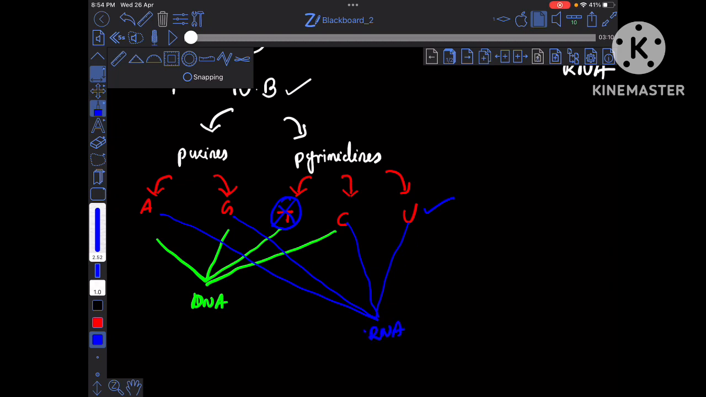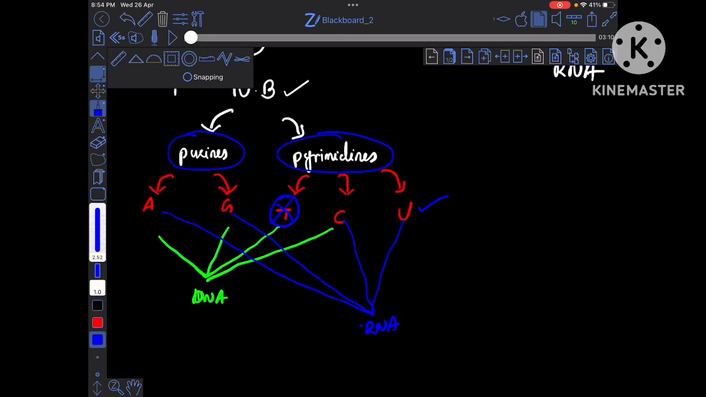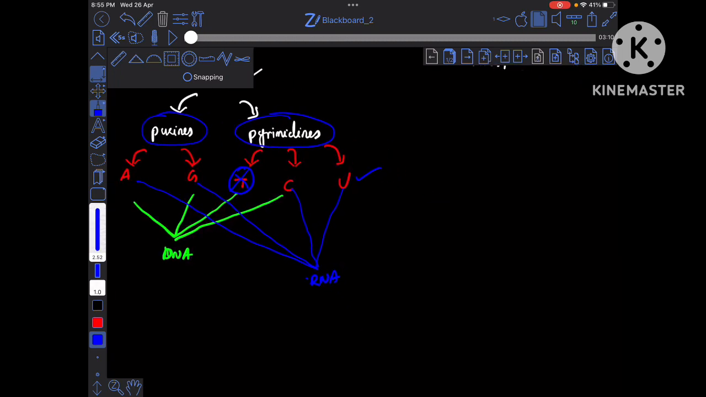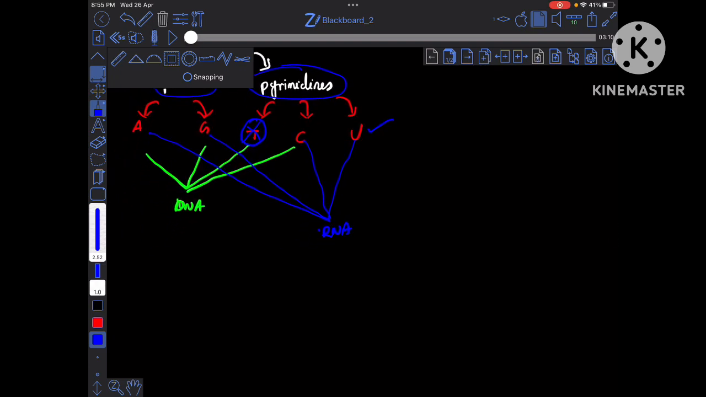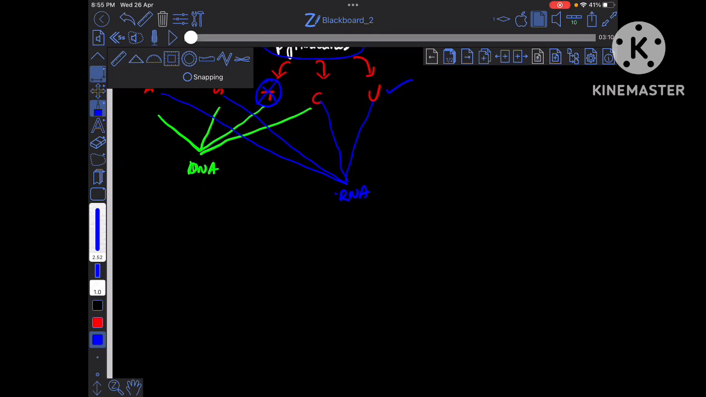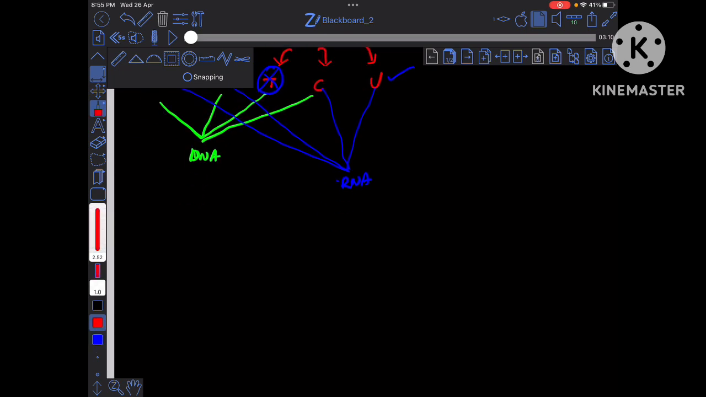Only very few differences are there in the structure of purines and pyrimidines. It's very easy if you know the basics, or if you know the trick behind the drawing of the structure of these nitrogenous bases. So let us study the structure of purines and pyrimidines. First, the general structure of purines and pyrimidines. First, I am going to teach you the purines.